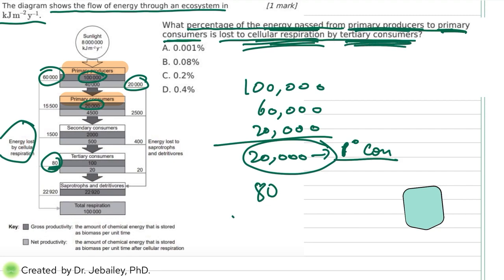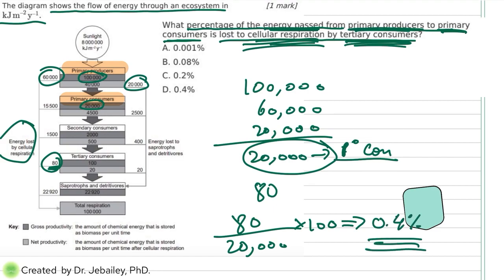How do I do this? Basically, I take the 80 out of the 20,000, times 100 because I want to get the percentage. And that will lead me to 0.4%. So that is the answer. It will be D in this case.